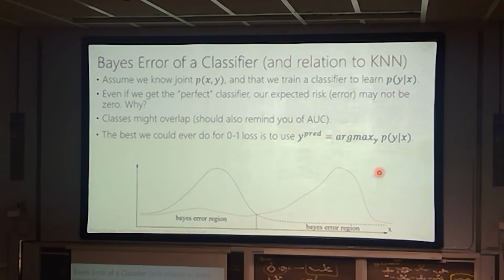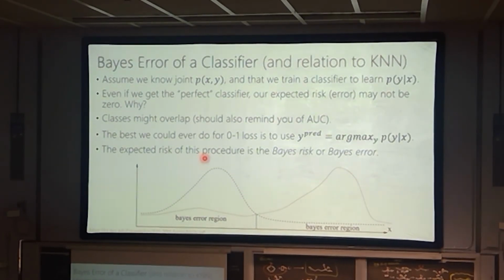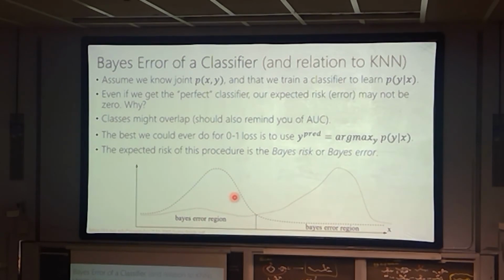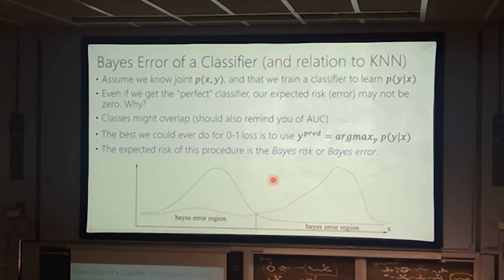And so if you do that, the expected risk of this perfect procedure is called the Bayes risk or the Bayes error. It's a property of what the best possible predictive model can do, given how well the distributions of data are separated from each other. The reason I'm telling you this is, one, because you're taking an intro to ML class, you should have heard this term and have a rough idea of what it is.